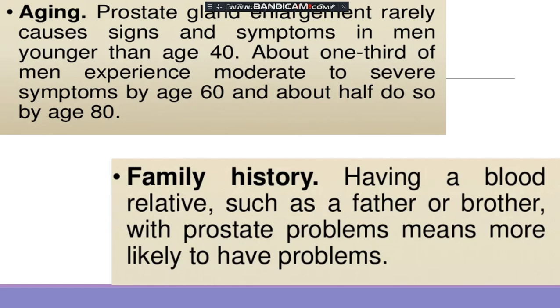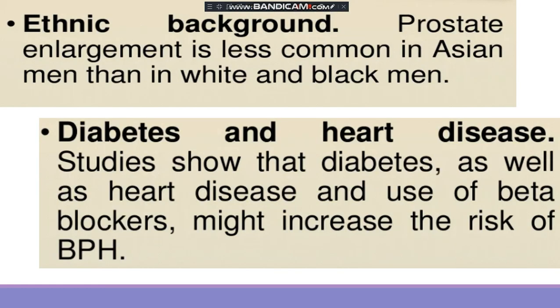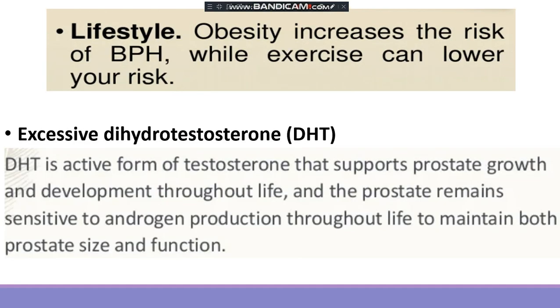Then something regarding family history. Having a blood relative such as a father or brother with prostate problems, that is, first-degree relatives, gives a higher chance. Then ethnic background, like Asian men, have more chance. Then diabetes and heart diseases. Some studies show that diabetes and heart diseases also contribute to BPH. Then lifestyle, obesity, we have already discussed the point.